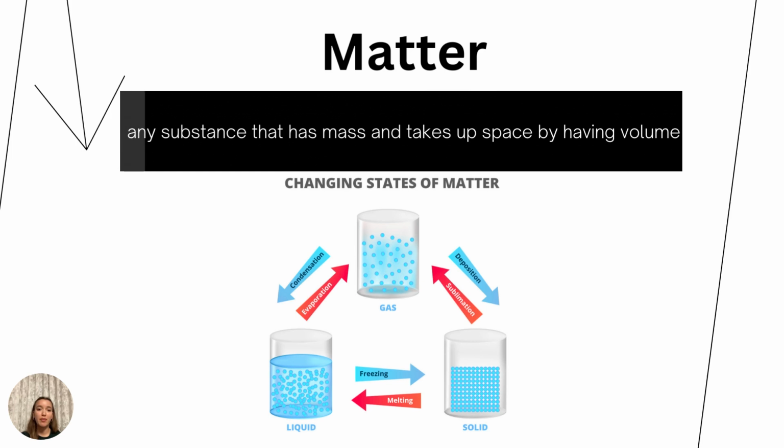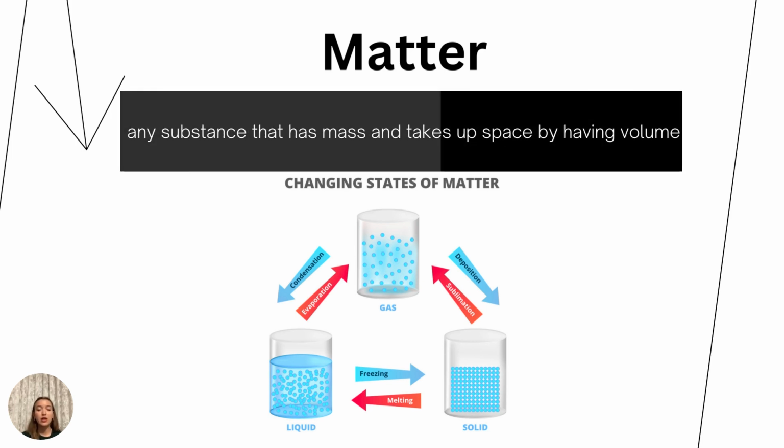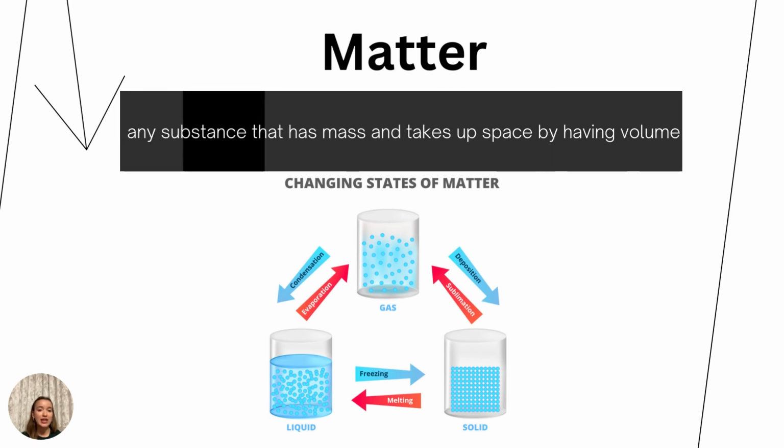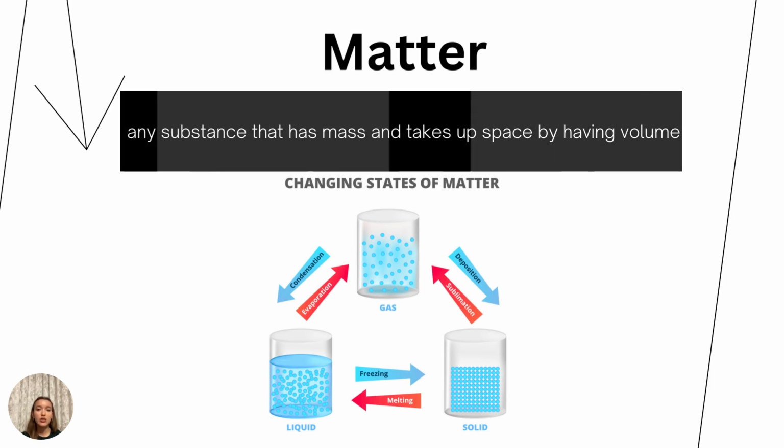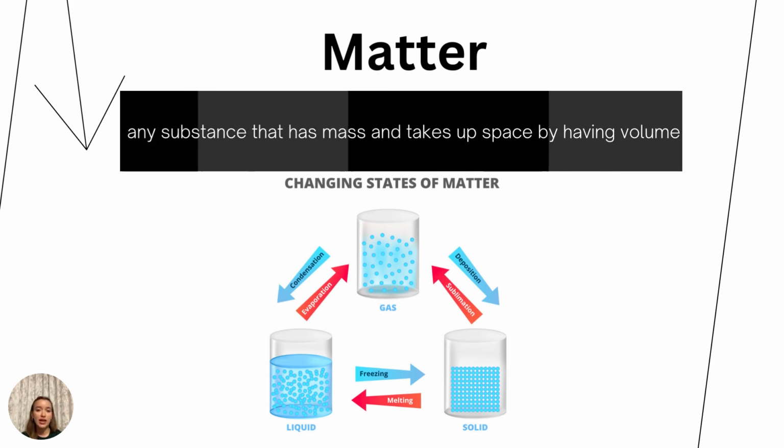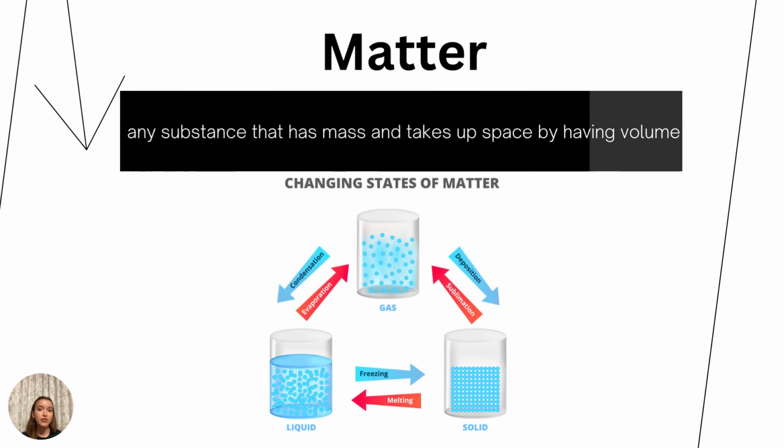And we know that matter also has states which do change. And the common states of matter are gas, liquid, and solid. And through different phenomena like deposition, sublimation, freezing, melting, condensation, and evaporation, we can switch from one state to another.